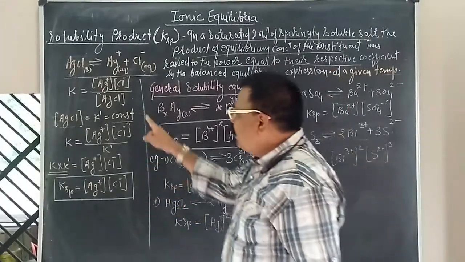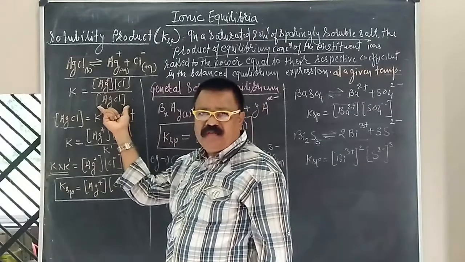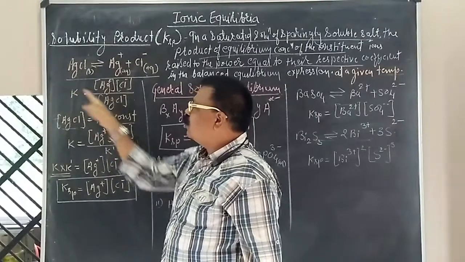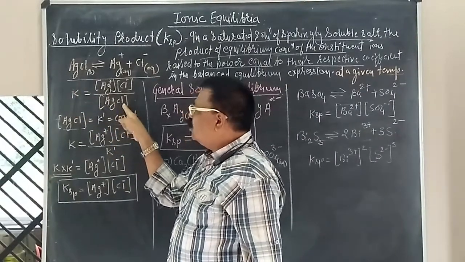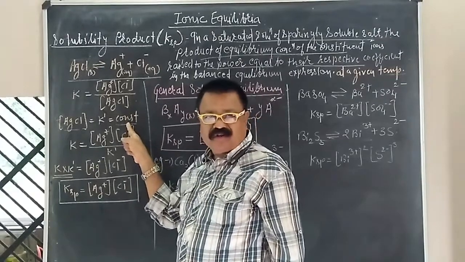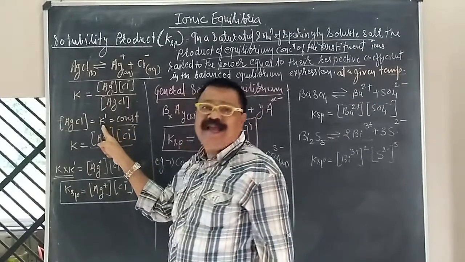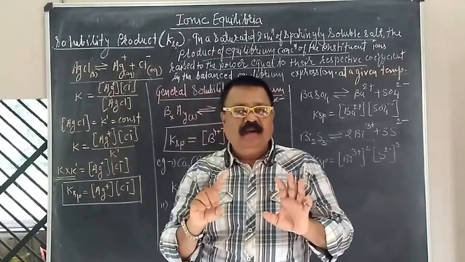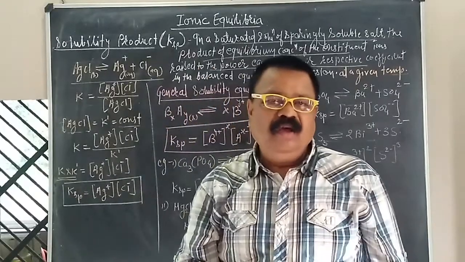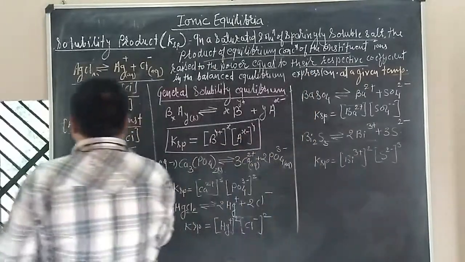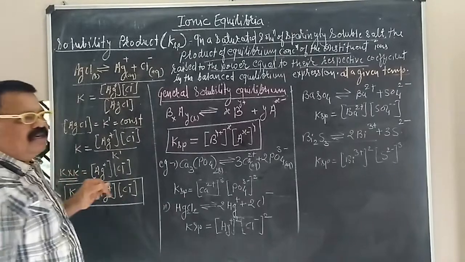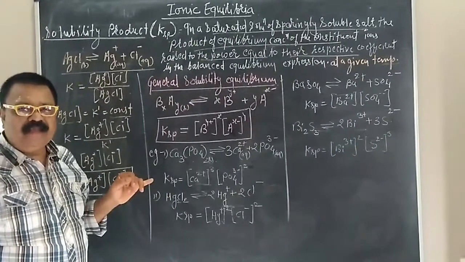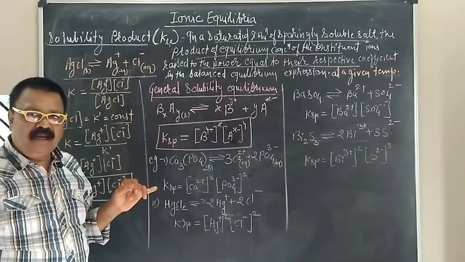Clear? If we assume that the concentration of silver chloride is a constant, then these are constant and these are constant. By cross multiplication, say that the concentration of the AgCl is to be considered as a constant K dash. Then K into K dash creates another type of constant, that is known as the solubility product. Clear? समझ में आ रही है?